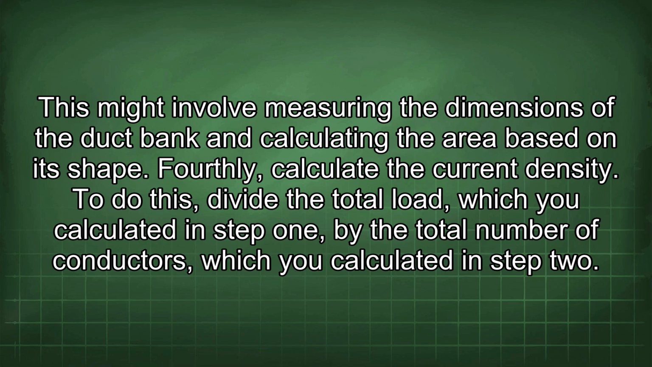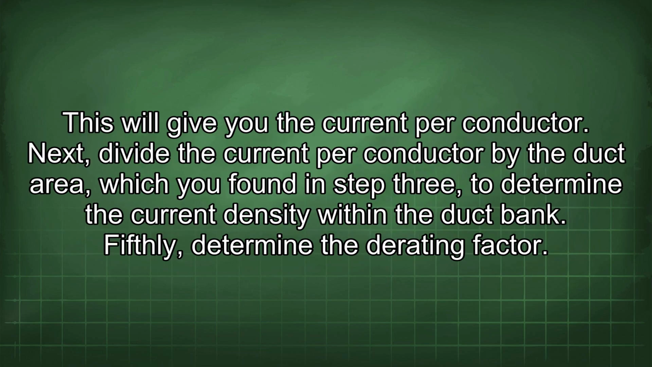Fourthly, calculate the current density. To do this, divide the total load, which you calculated in step 1, by the total number of conductors, which you calculated in step 2. This will give you the current per conductor. Next, divide the current per conductor by the duct area, which you found in step 3, to determine the current density within the duct bank.